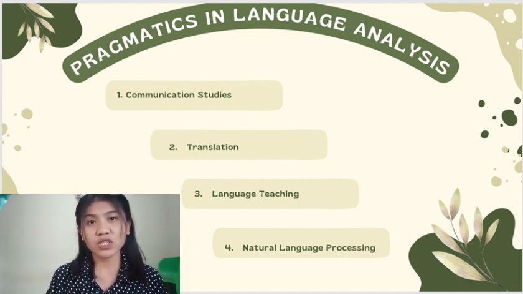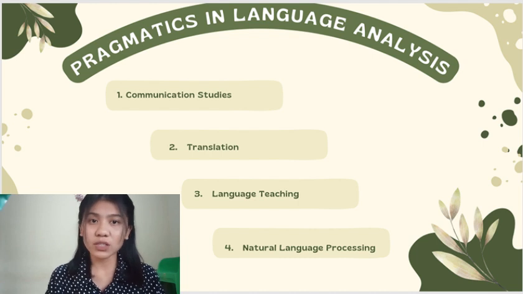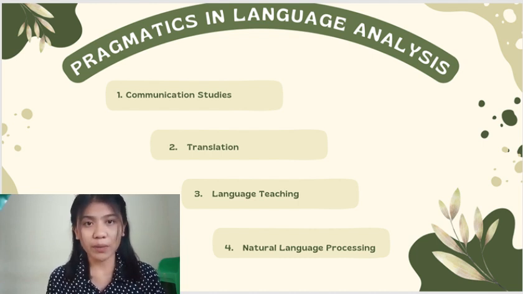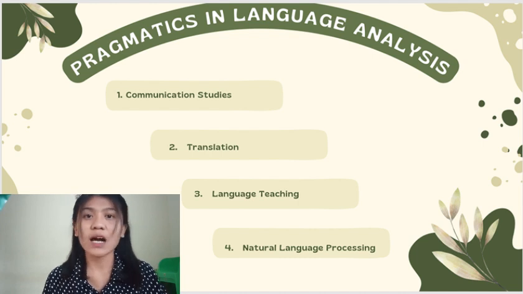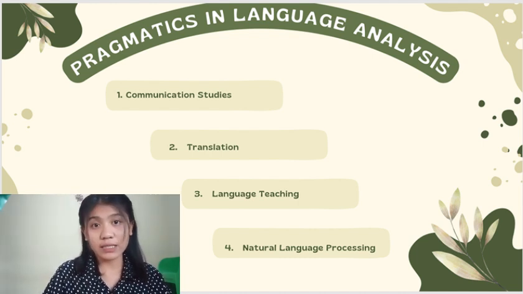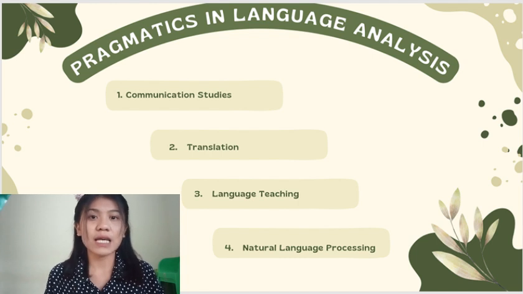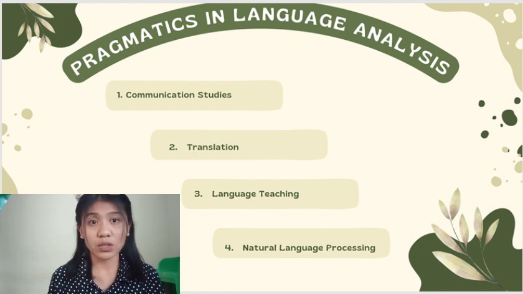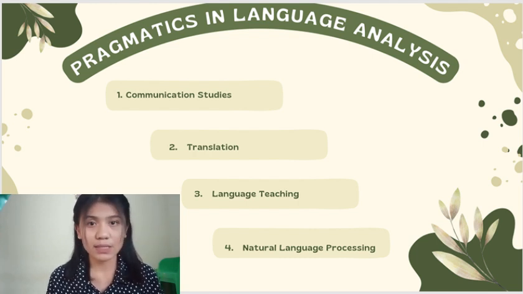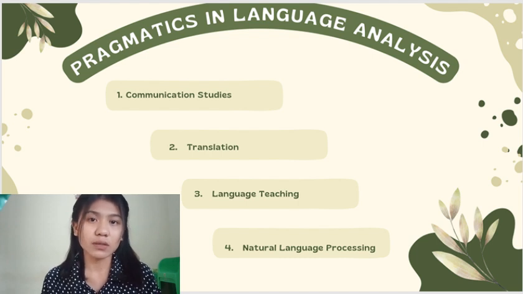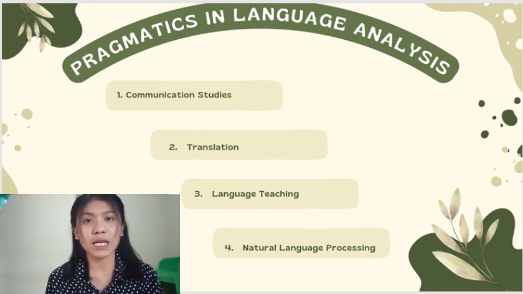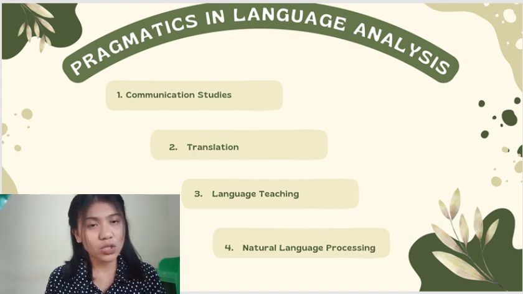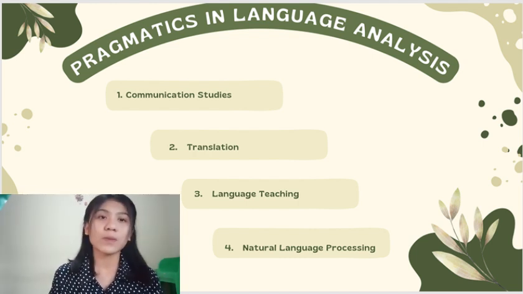And the second is translation. Translators need to consider not only the literal meaning of the words, but also the pragmatic implications of the utterance in different cultural contexts. And the third is language teaching. Teaching pragmatics helps language learners develop communicative competence, enabling them to use language appropriately in different social situations. And the last is natural language processing. In artificial intelligence, pragmatics is becoming increasingly important for developing computer systems that can understand and generate human-like language.